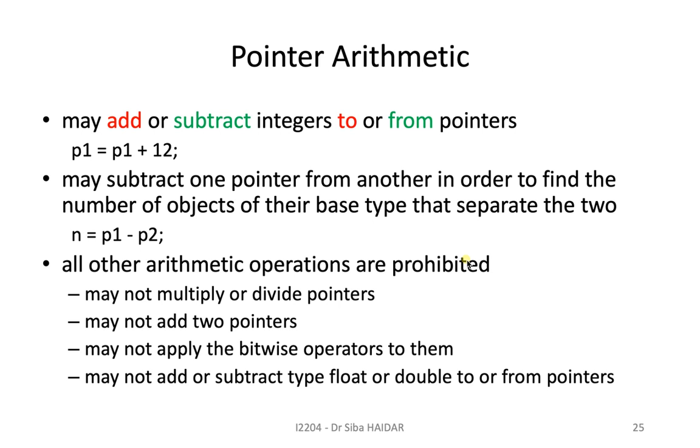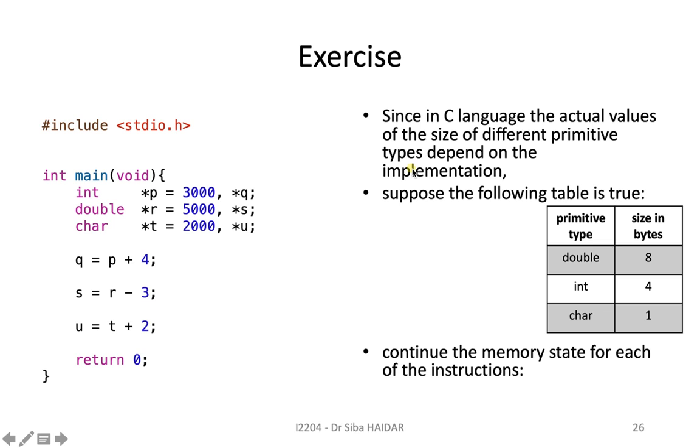All other arithmetic operations are prohibited. You may not multiply or divide pointers. You may not add two pointers. You may not apply the bitwise operators to them. And you may not add or subtract type float or double to or from a pointer. You cannot skip 1.5 places of integers, for example.